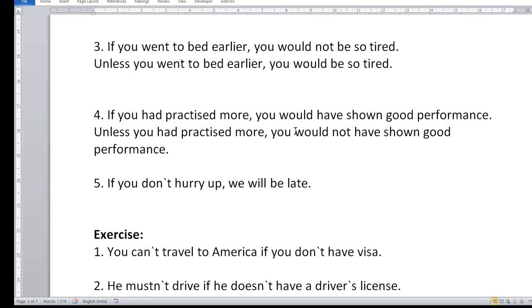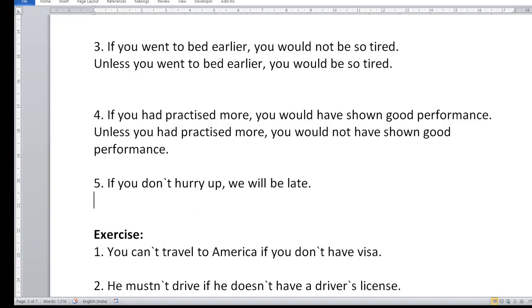Here in such sentences, always use "not" after would, because would is the first helping verb, and according to the tenses structure, if you are making the negative of future perfect tense or future perfect continuous tense, we have to use "not" after would or will. You would not have shown good performance, you will not have shown good performance. In this sentence would is there, so after that would you have to use not.